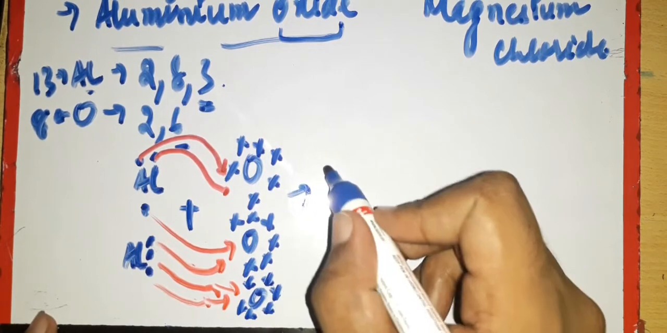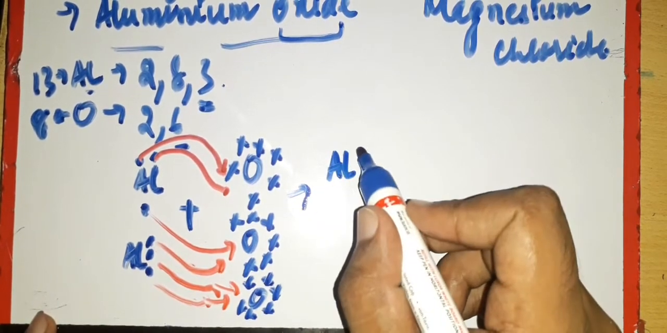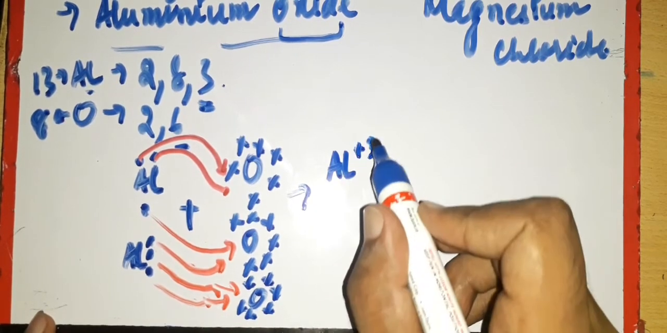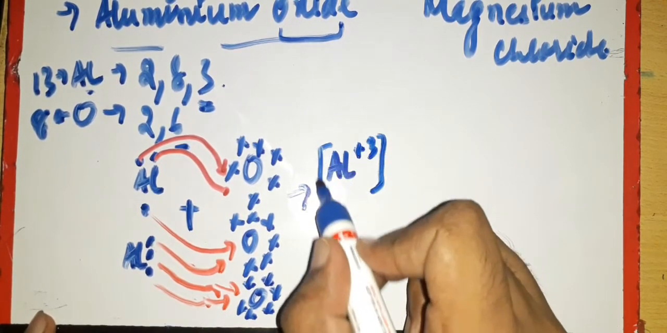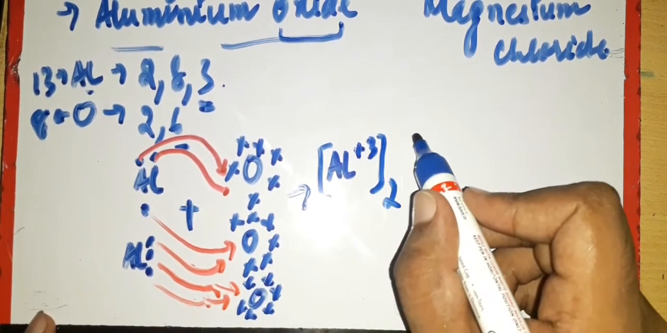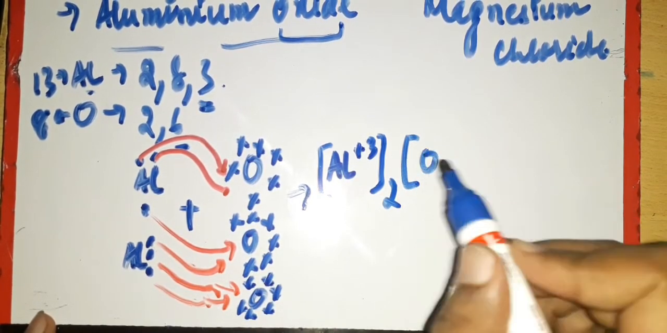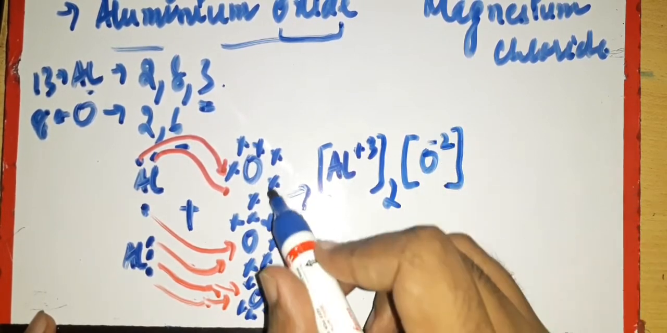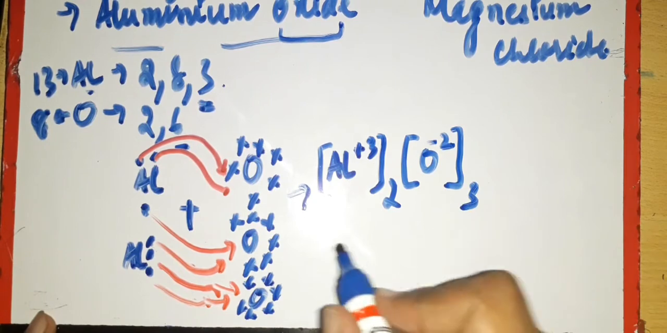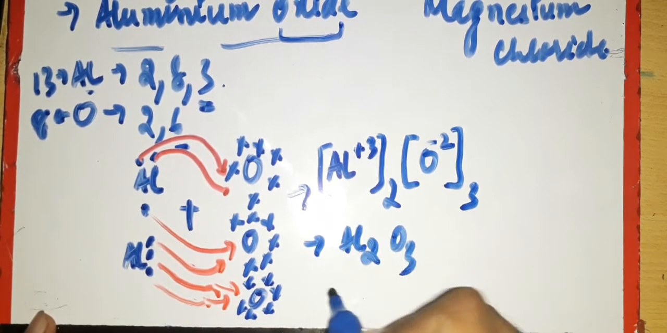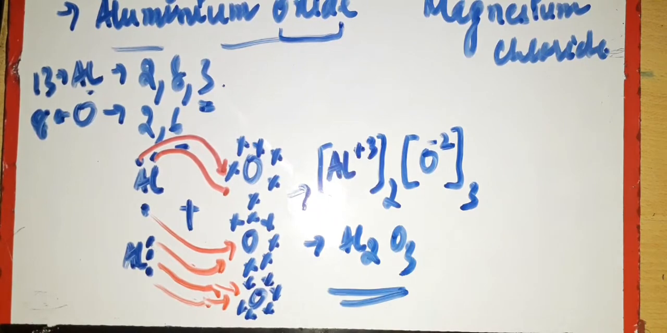So what we will do now, as aluminium is donating 3 electrons, plus 3 charge will be there, and we'll put brackets, and total elements are 2, so I'll put 2 over here. Now oxygen is accepting 2 electrons, so negative 2 charge, and total number of elements are 3, right? And while writing the formula we do not put their charges, it becomes Al2O3, right? This is the formula for it, and this is its ionic structure.